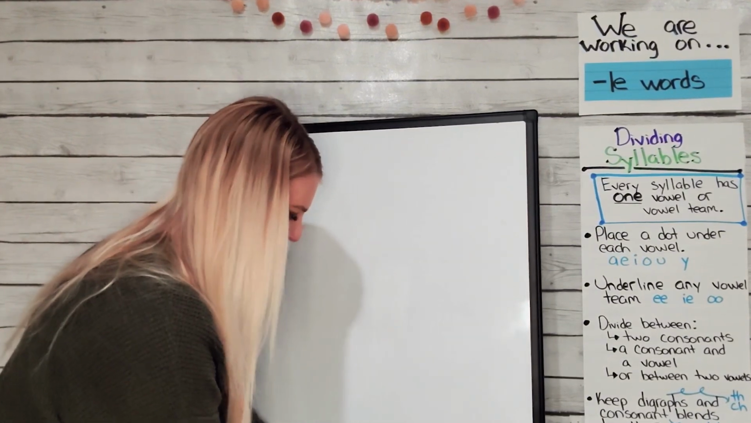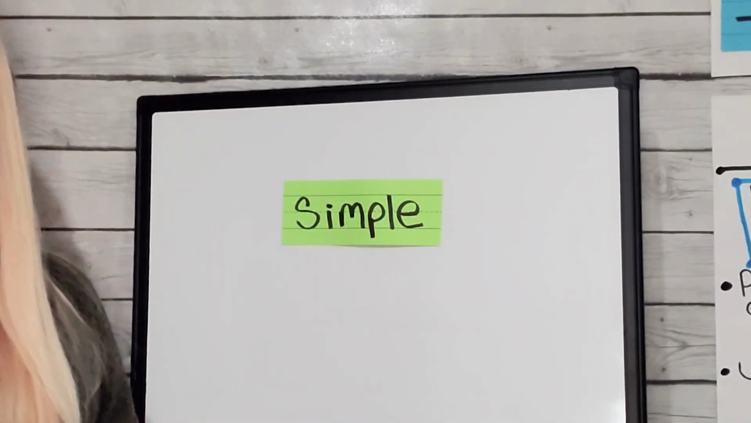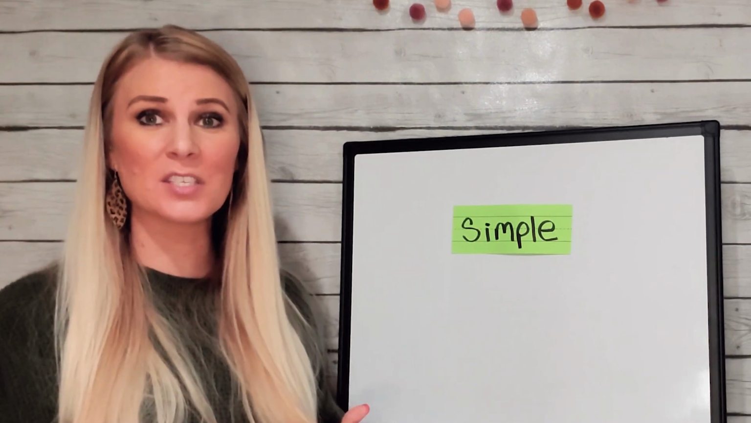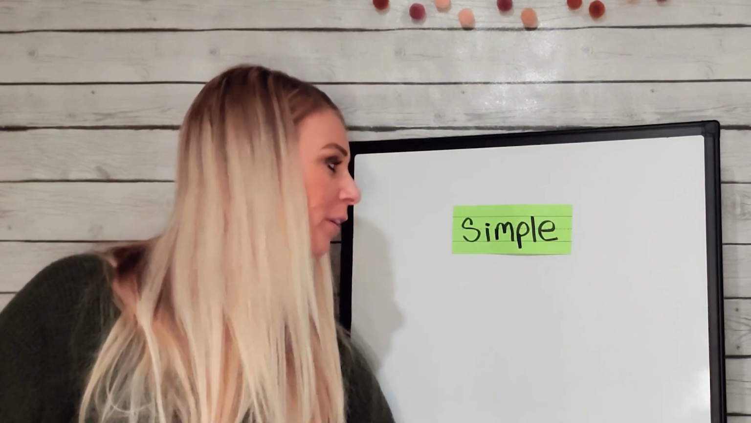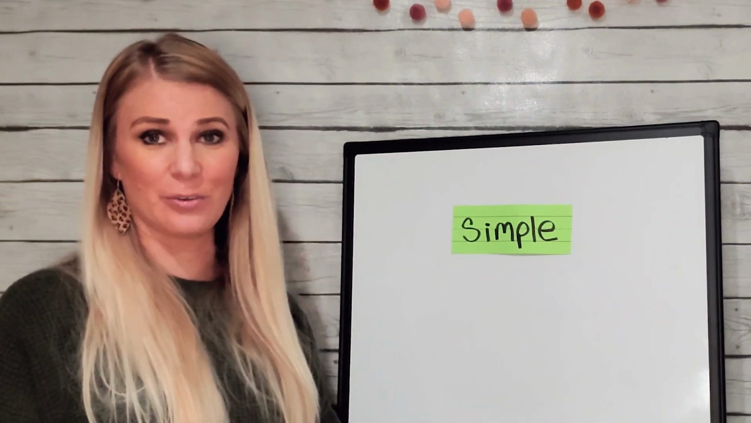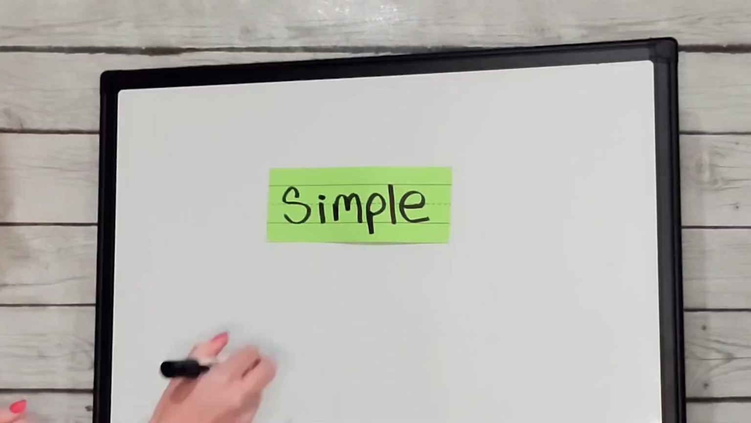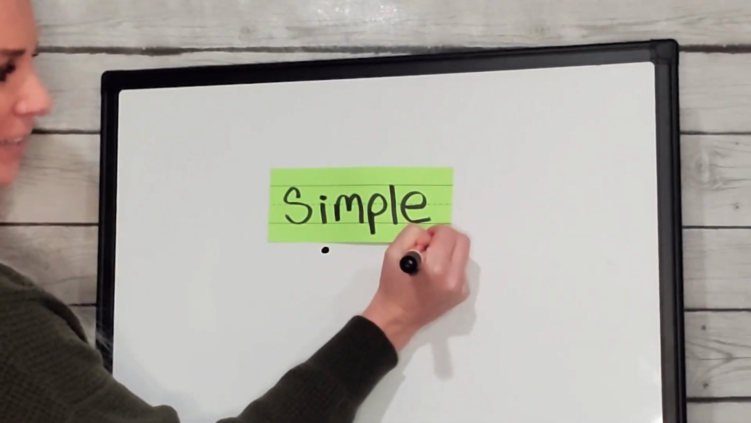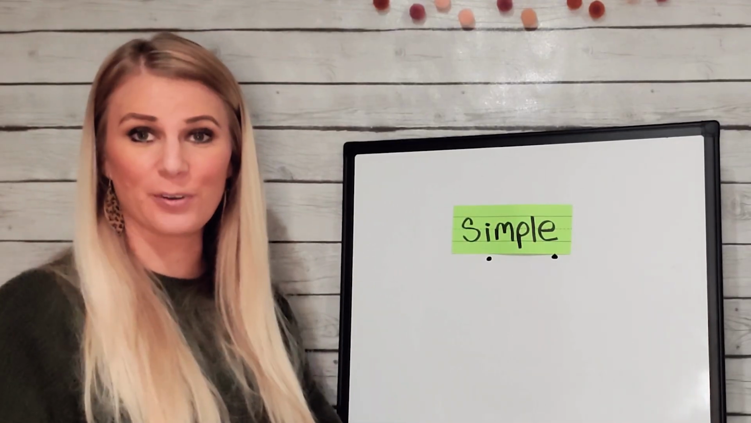Here is our first word. This is a word that I don't know how to read. Let's loop and swoop this word to figure out how to read it together. Remember, the first thing we have to do is to place a dot under any vowels in this word. I see the vowel I and the vowel E. So I placed a dot under both of those vowels.